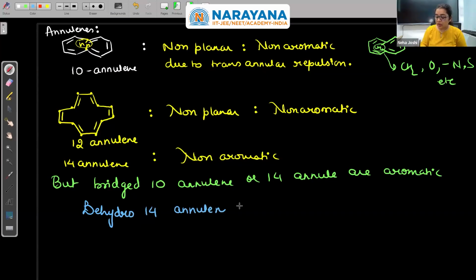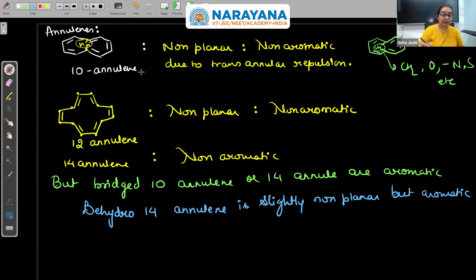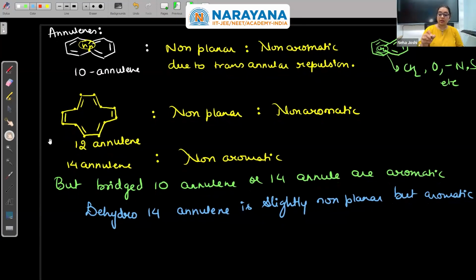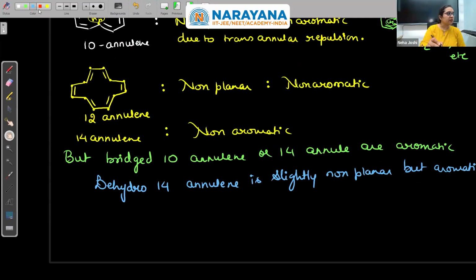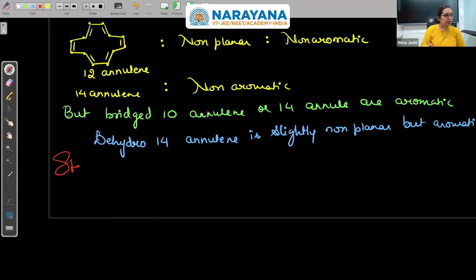And similarly, dihydro-14-annulene is slightly non-planar but aromatic. Okay, so remember this, all these come in the aromatic category, okay? These are all called aromatic compounds. And after discussing all this, if I want to conclude stability, then always remember, which has the highest stability? Aromatic.